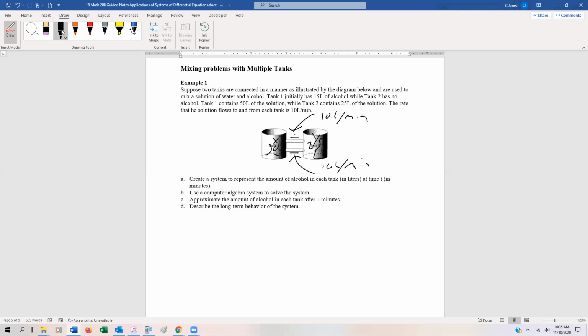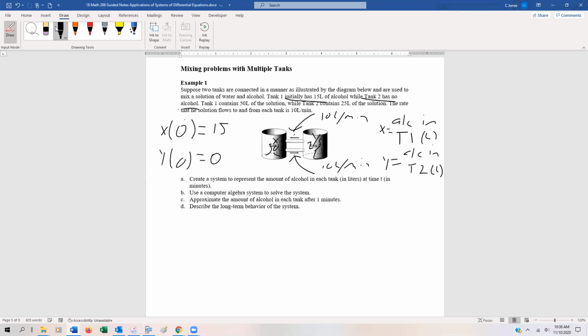Another thing that we can say is that because tank one initially has 15 liters, that means that the function of x at time t equals 0 is going to be equal to 15. And the function of y at time t equals 0, by the way, for both of those, is going to be equal to 0, all right, because tank 2 has no alcohol within it. So x is going to be the amount of alcohol in tank 1, and y is going to be the alcohol in tank 2, and both of those are going to be in liters.